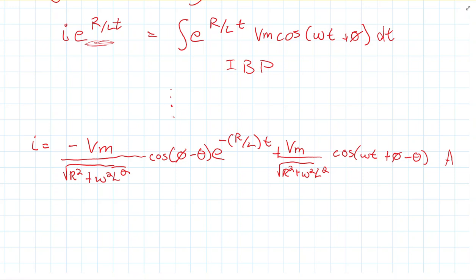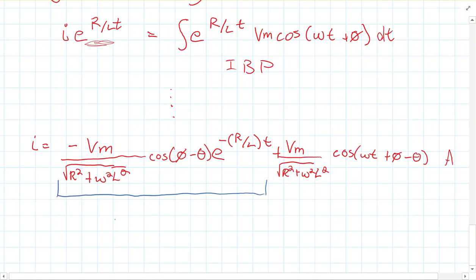But there are two important things I want to point out here. This first portion, we call this portion the transient response. Now, why would we call this the transient response? Well, let's look here a second. What do we have here? We've got this negative Vm, all of these terms here, and I'll put a little box around these. Everything in here, none of those are variables. Those are all just numbers. Vm's a number, the resistance is a number, omega is our angular frequency, and L is the inductance.